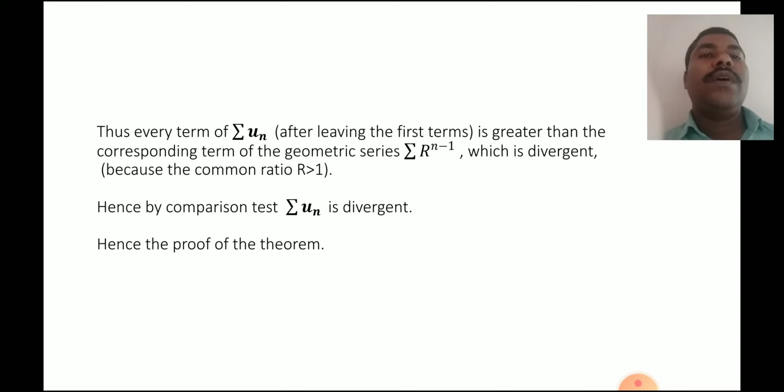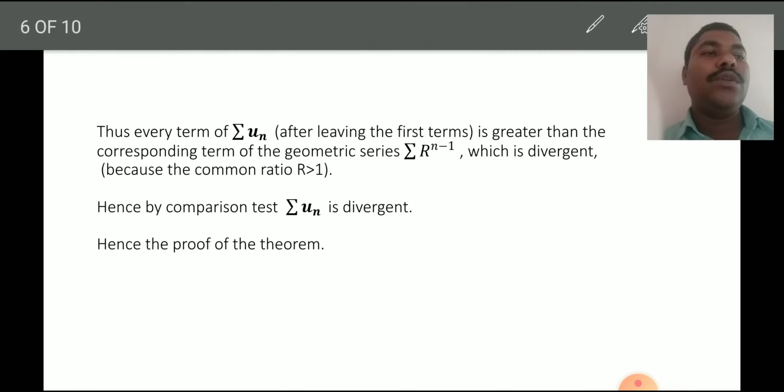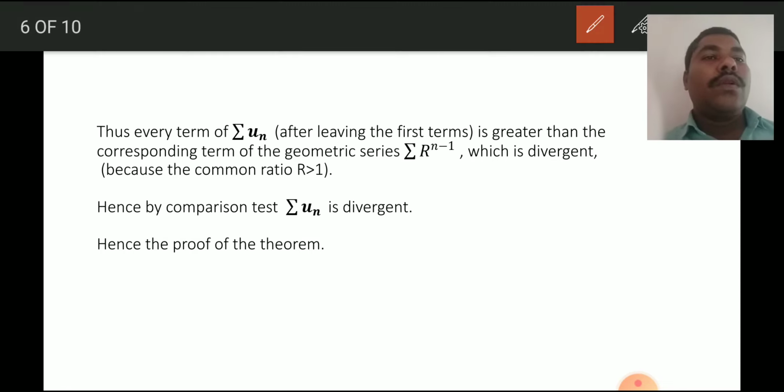Thus, every term of summation un after leaving the first term is greater than the corresponding term of the geometric series summation r raised to n minus 1, which is divergent because the common ratio r is greater than 1. Hence, by comparison test, summation un is divergent. Hence, the proof of the theorem.